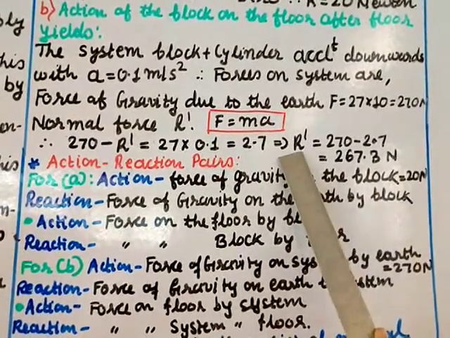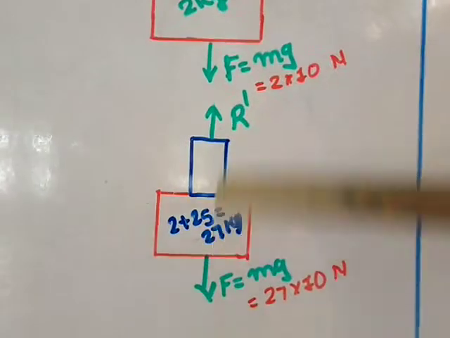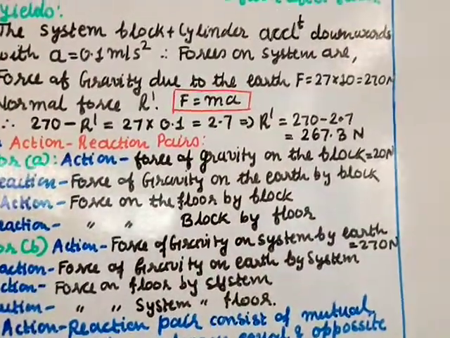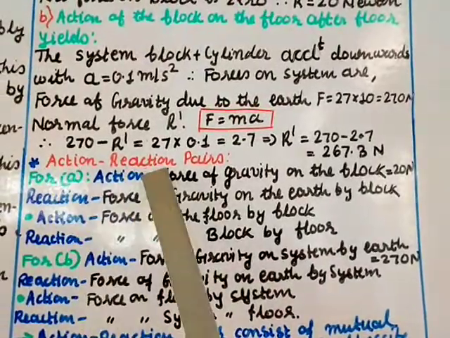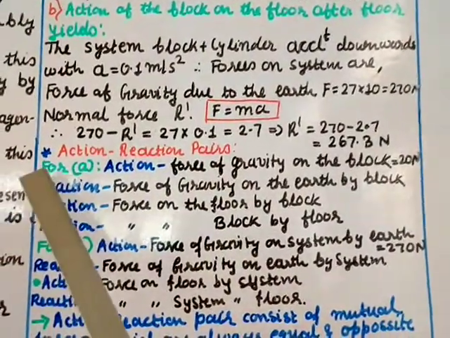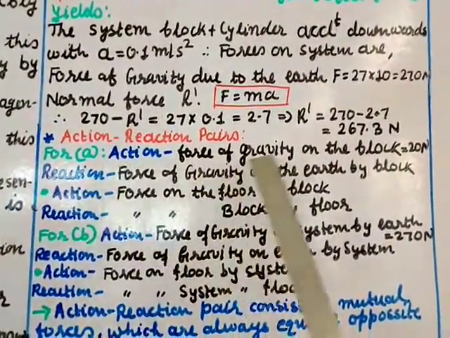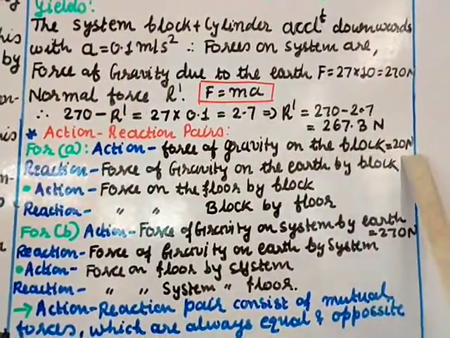So this is the value of R dash, and it will be upward, right? So it is upward. I have shown here in the free body diagram. Now they have also asked us to find the action reaction pairs. So for A, action: force of gravity on the block equal to 20 Newton.